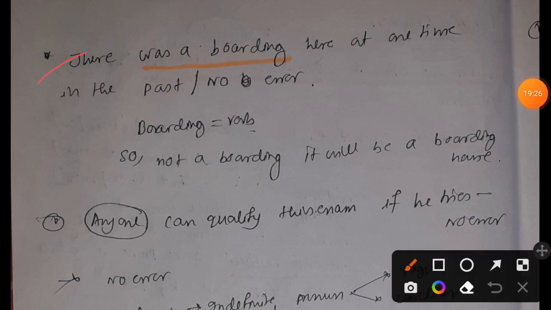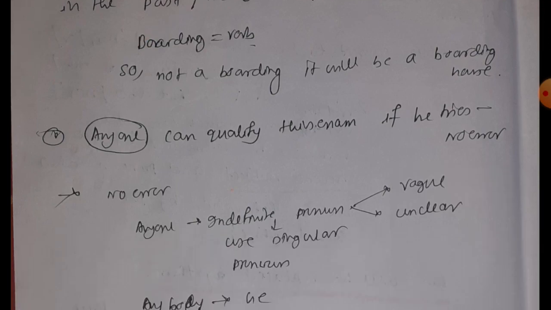There was a boarding here at one time in the past. So instead of boarding, there should be boarding house or boarding school, because according to the sentence we are not using the term boarding as a verb, but in reality boarding is a verb, right? So you have to use a word like house, hotel or hostel after boarding.